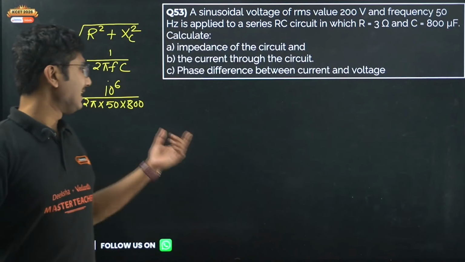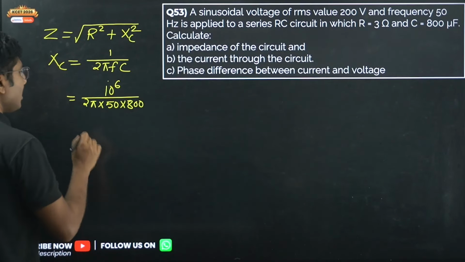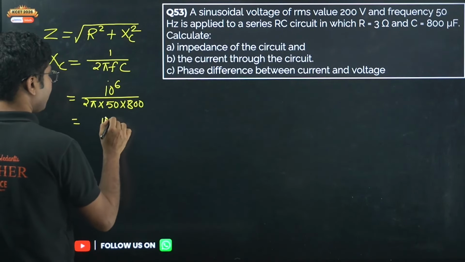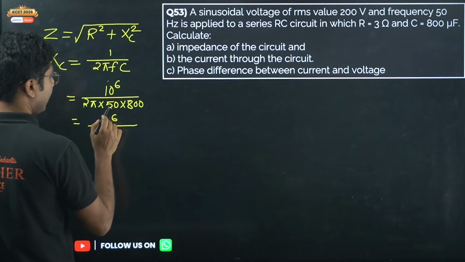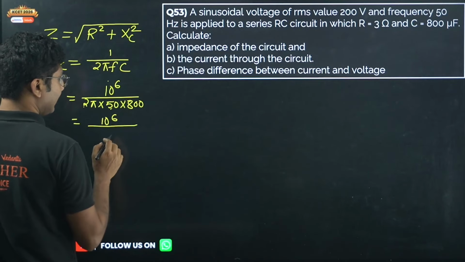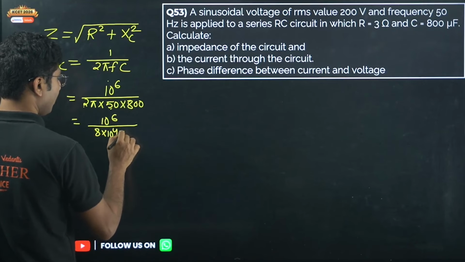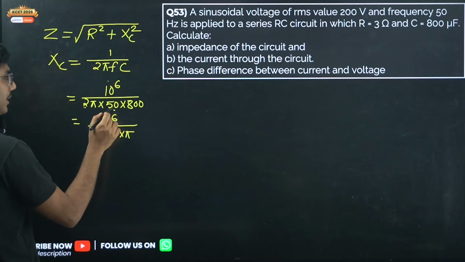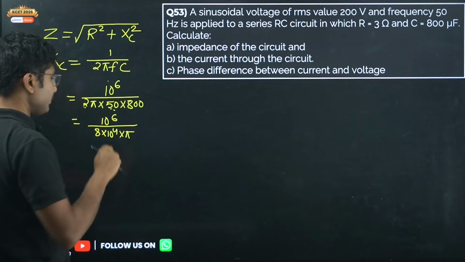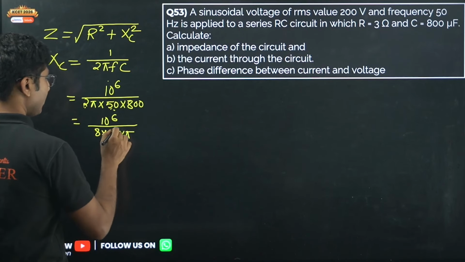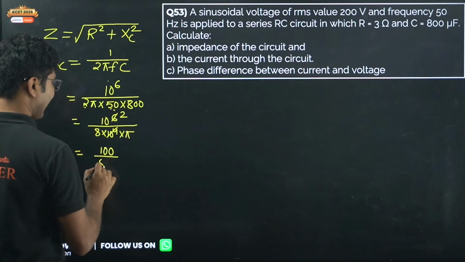10 to the power of minus 6 in the division, that can be written directly like this. This will save you some time only. Okay, so what we got? We got 10 to the power of 6 divided by 2 into 50 is 100. 100 into 8 is 800, is 8 into 10 to the power of 4 into pi. There are 4 zeros, so that's why we have written it like this. Why so? Because we can cancel it and we get this as 100 divided by 8 pi.